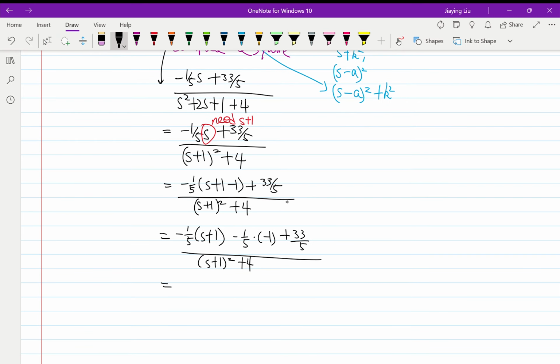And then simplify further, so that becomes negative 1 over 5 times S plus 1, plus 1/5 plus 33 over 5, so that's plus 34 over 5, over S plus 1 squared plus 4. So there are two parts we did. One is we completed the square in the denominator. The second thing we did is we made the numerator agree with the denominator for the S part.